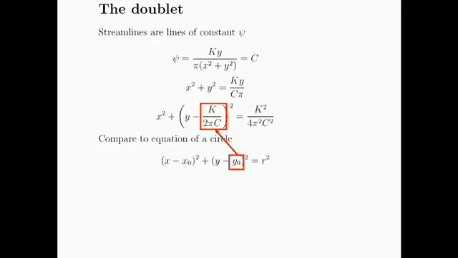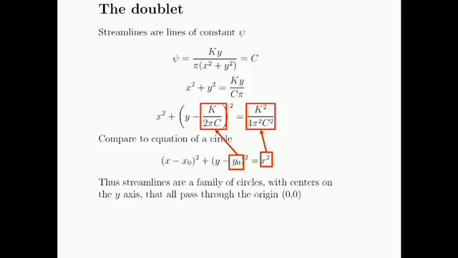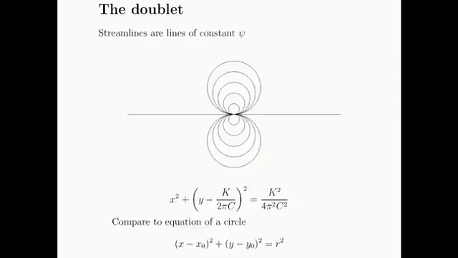And you'd have to think about this a little bit in order to sketch the problem. So the offset is k on 2 pi c, and the radius squared is k squared on 4 pi squared c squared, and what you should see is this r is equal to y naught. So what we have here is a family of circular streamlines, all of which pass through the origin 0, 0. And if I plot what that streamline pattern looks like, it's an arrangement of circular streamline patterns that looks like this kind of double roller pattern, and you see that all of those circular streamlines pass through the origin 0, 0.